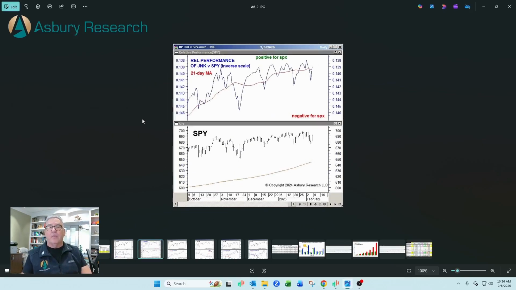This is the relative performance of stocks versus high yield bonds. We use SPY for stocks, and we use JNK for high yield bonds. They're both ETFs. And here it is.